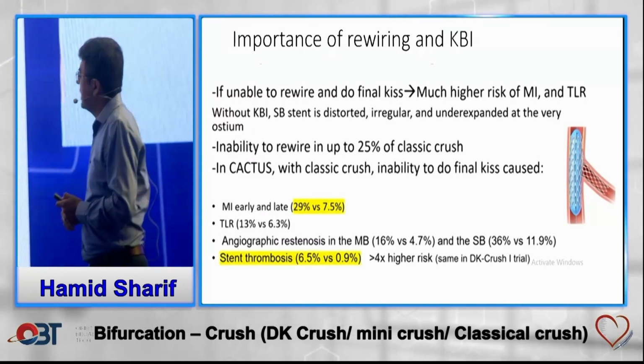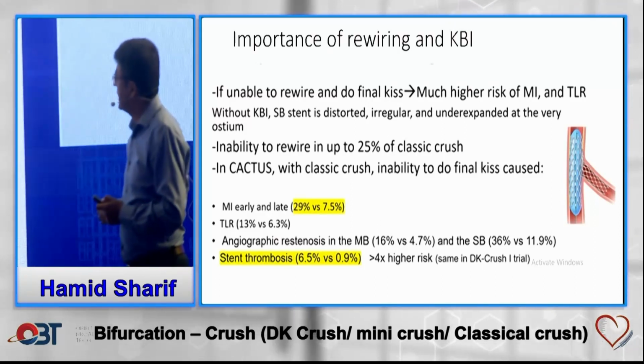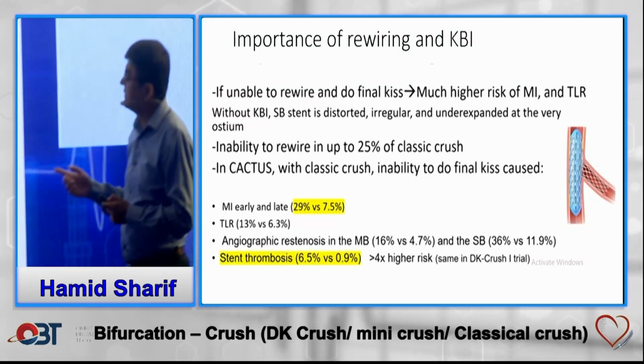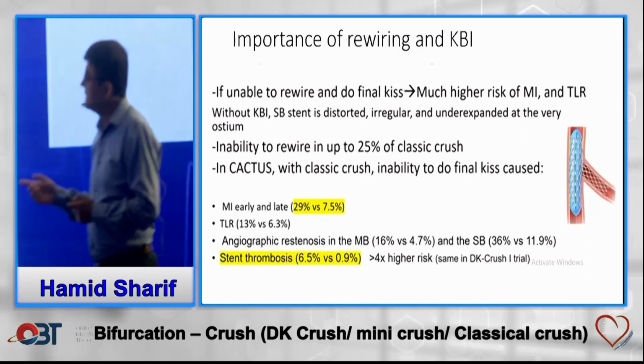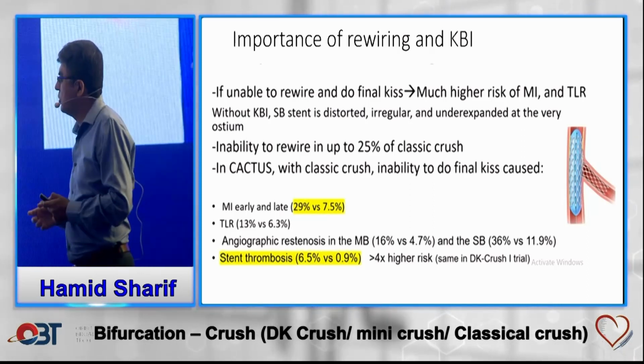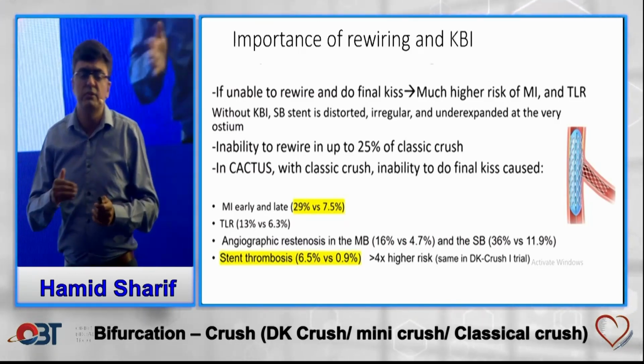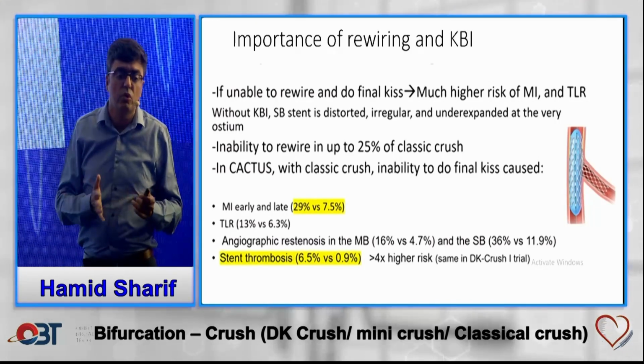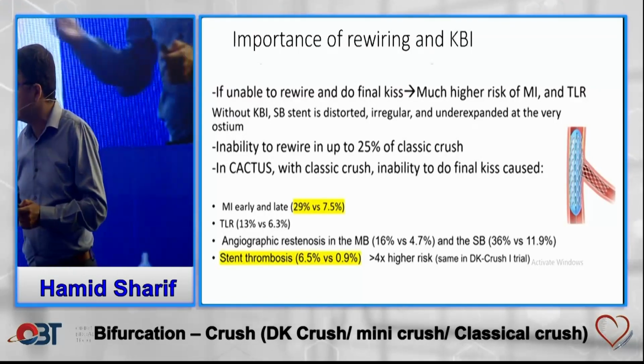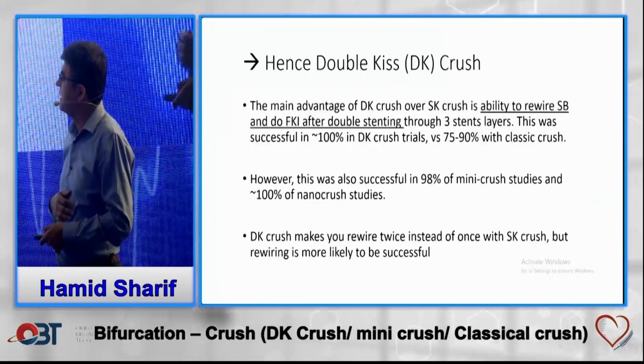So in the CACTUS trial with classical crush, among those who could not have the final kiss, the outcomes were: MI 29% versus 7.5%, TLR 13% versus 6.7%, and stent thrombosis 6.5% versus 0.9%. So in all those cases in which the recross could not be done and final kissing could not be done, there was a lot of MACE involved.